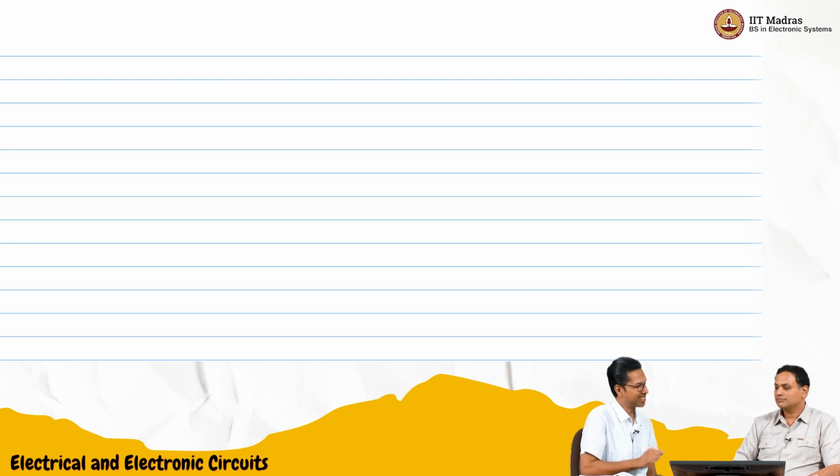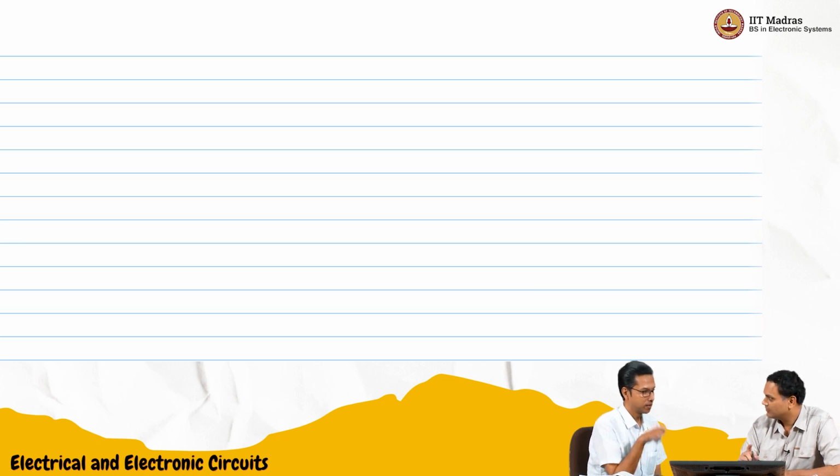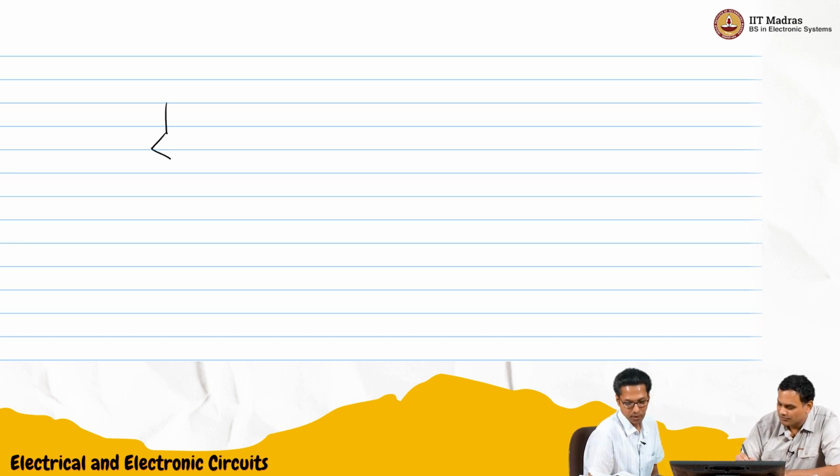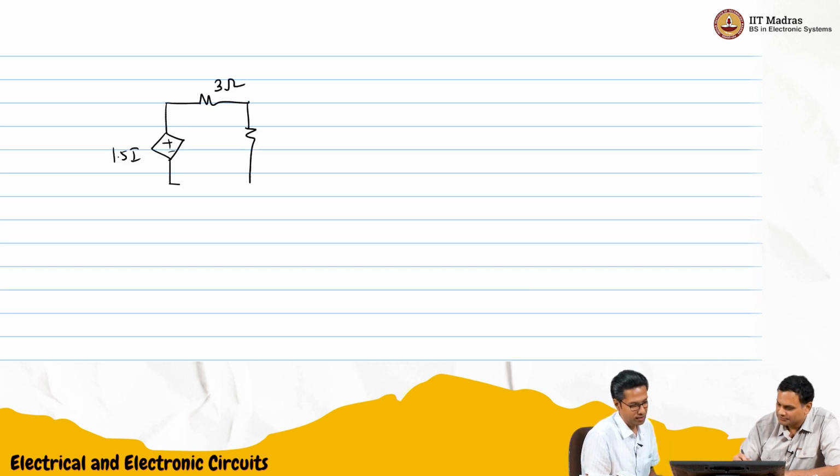Just to find out RTH alone. Sure. So I have a current controlled voltage source. It's a voltage source, plus minus, 1.5 I. Then on the top side a 3 ohm resistor, then a 2 ohm resistor downwards. So that is closed.